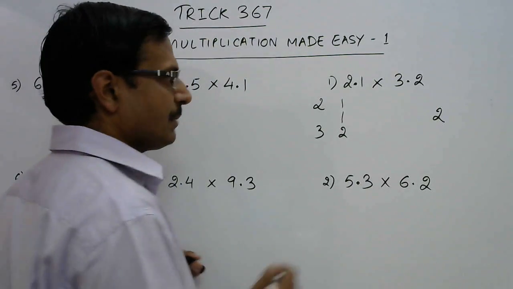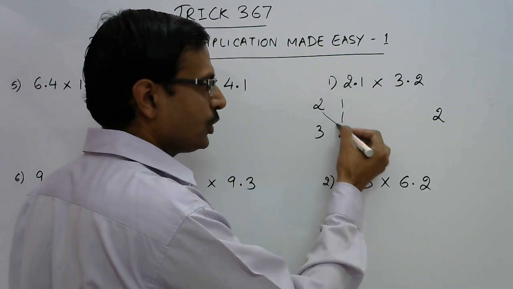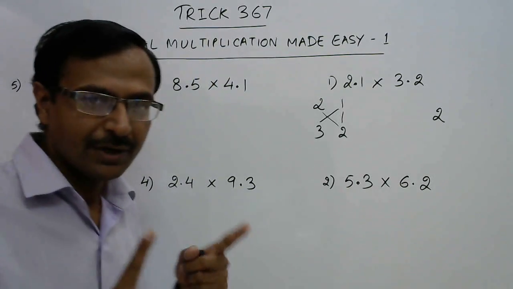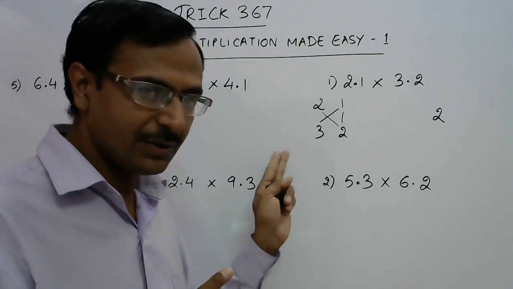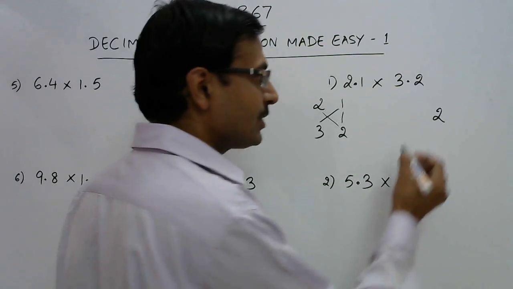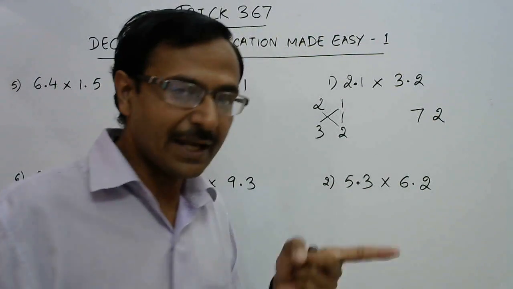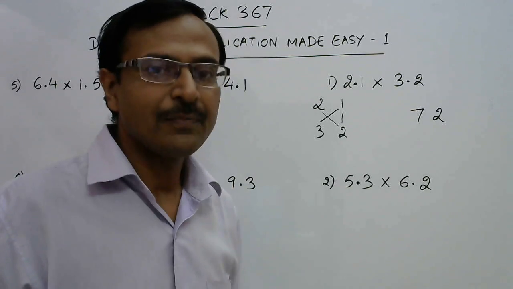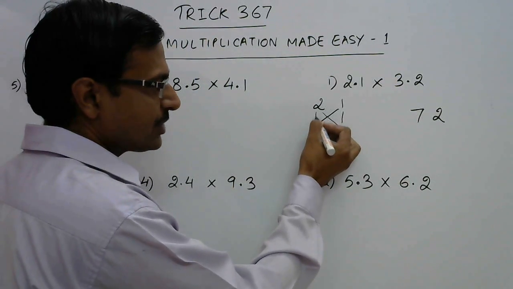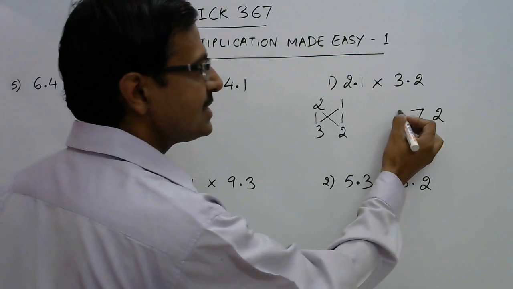Then in the second step, you have to cross multiply, like 2 into 2 is 4 and 3 into 1 is 3. So you have two products there, 4 and 3. Just add them, you get 7. So again a single digit number, so write 7. If there is a carry number, then you have to carry it forward to the next step. And finally we have the multiplication of tens digits, 2 into 3, 6.